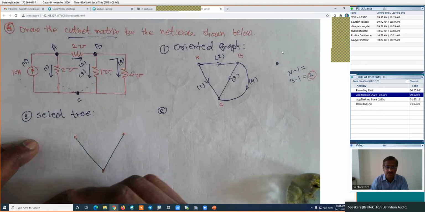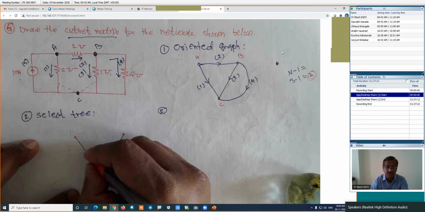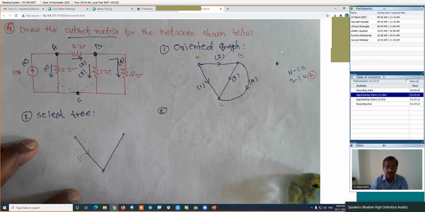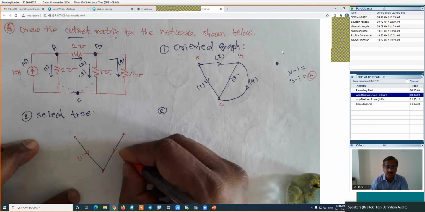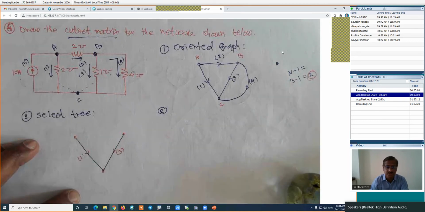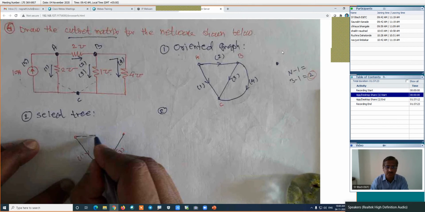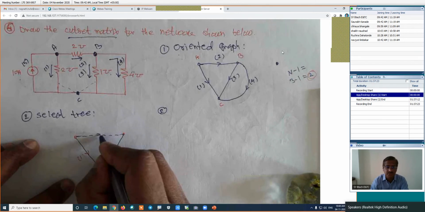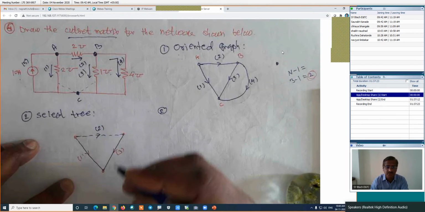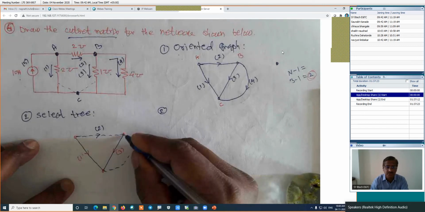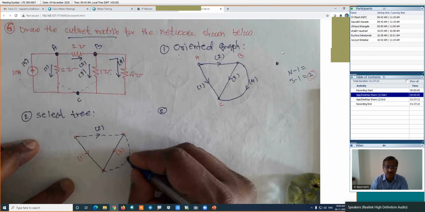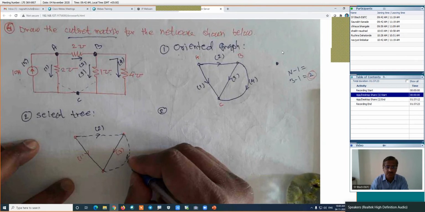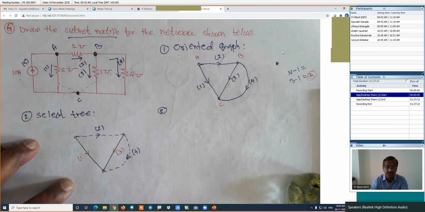This is our branch number 1. This is our branch number 3. Is it right? And the remaining are the co-tree branches, which I will draw. This is a co-tree branch, which is branch number 2. And this is another co-tree branch, which is branch number 4. Its direction is downward. This is branch number 4.